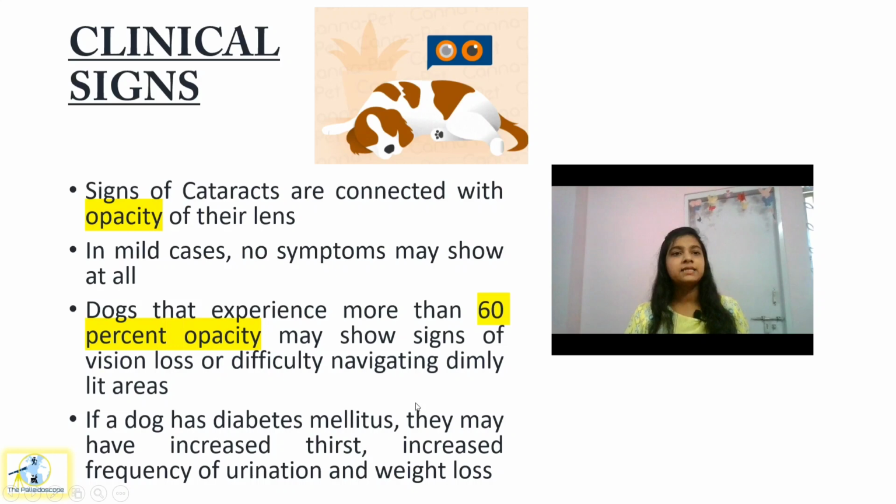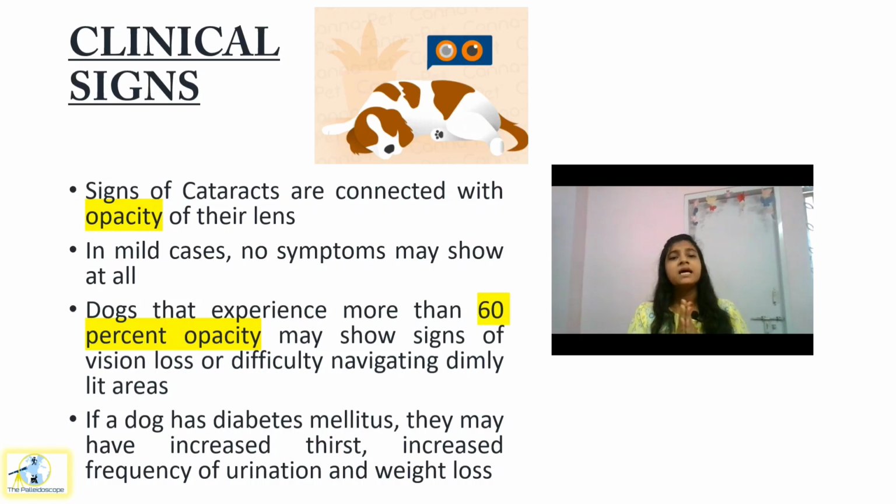The clinical signs that you will be seeing are mainly connected with the opacity of the eye. You will see that the dog is not able to see properly, it is banging its head into objects. In mild cases, there will be no symptoms because it is just starting to blur. When there is more than 60% opacity, you will see difficulty in navigation in dimly lit areas because the cloudiness is happening gradually. These are the clinical signs you will be seeing in case of cataract.